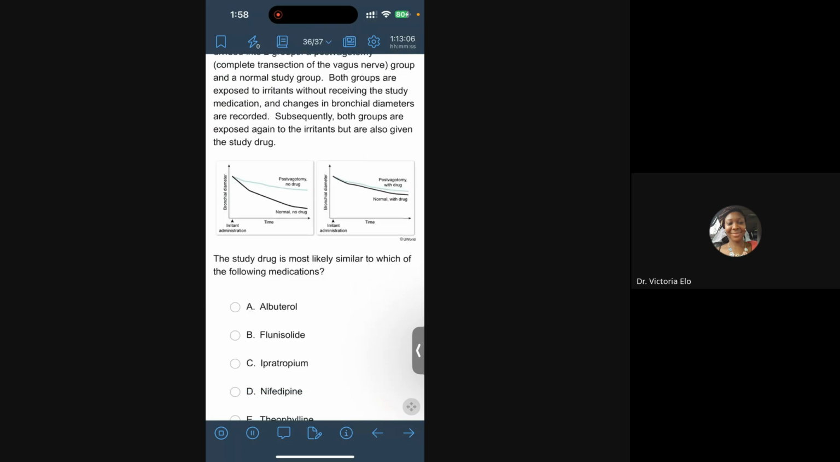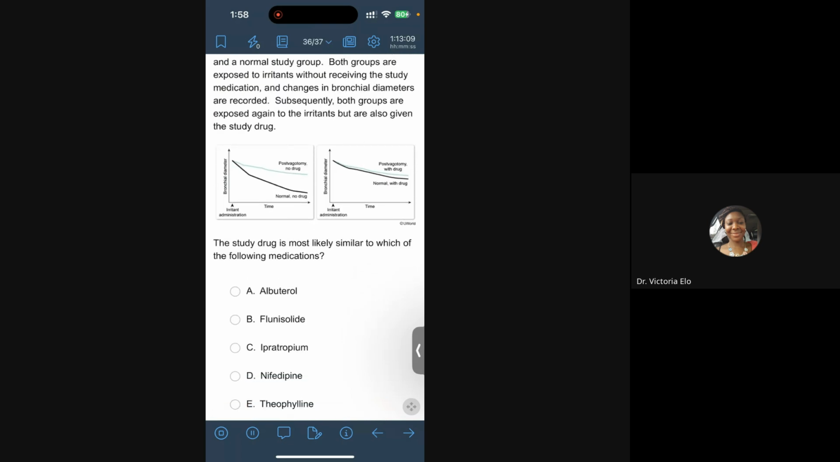Okay, let's come to this last question. The study drug is most similar to which of the following medications?